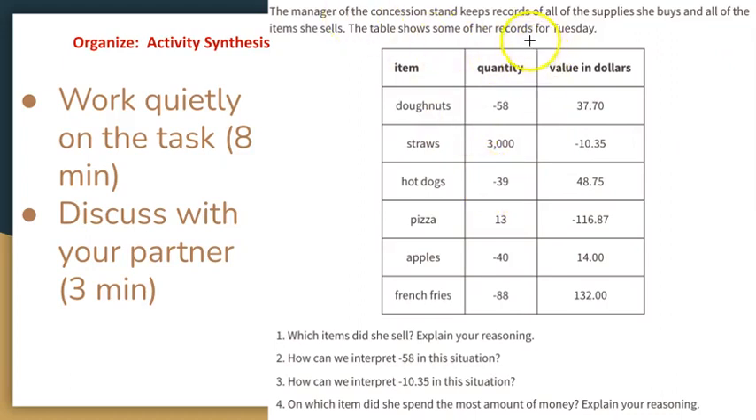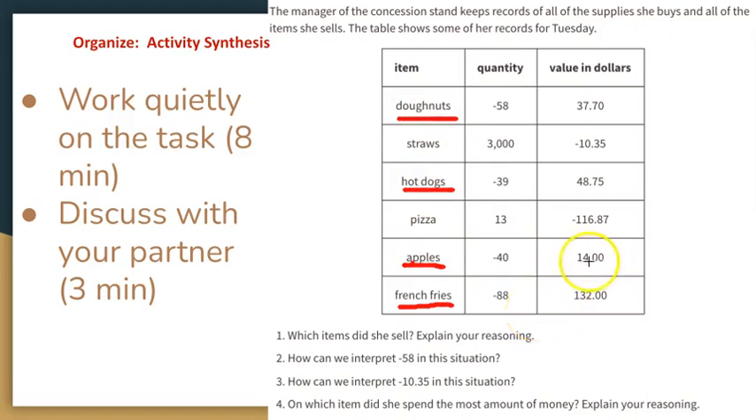The manager of the concession stand keeps records of all the supplies she buys and all the items she sells. The table below shows some of her records for Tuesday. So, which items did she sell? I hope you realize it was the French fries and the apples and the hot dogs and the donuts.